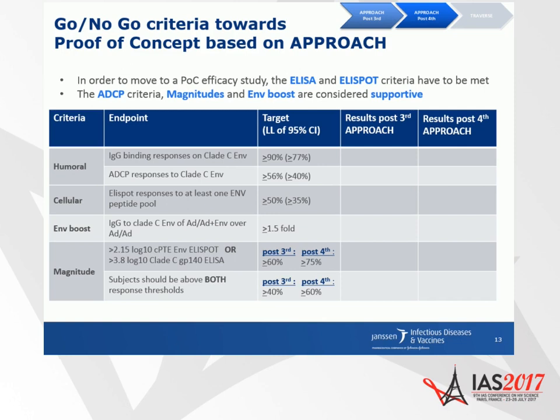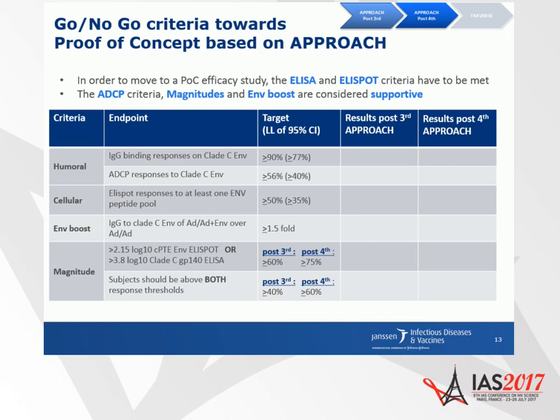So the percentages of responders are shown here. For humoral responders, as measured in an ELISA with clade C antigen as the target antigen, we wanted to have 90% of participants responding. For ADCP, we wanted to see 56% of responders. For ELISpot, we wanted to see 50% of responders.